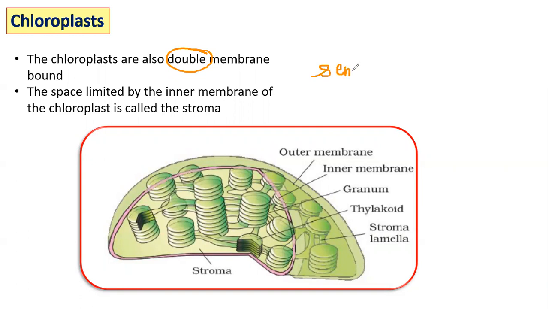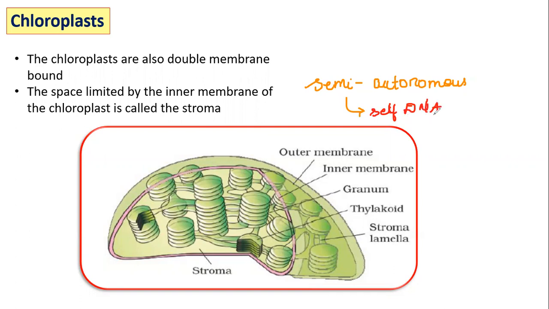Chloroplast is a semi-autonomous cell organelle. What do you mean by semi-autonomous? Semi-autonomous cell organelle means that chloroplasts have their own DNA molecule. Mitochondria is another semi-autonomous cell organelle, so they have their own machinery.